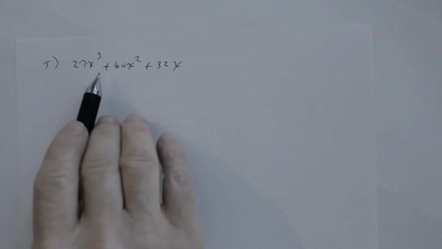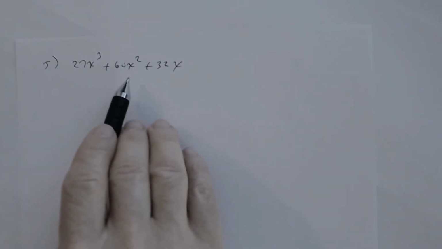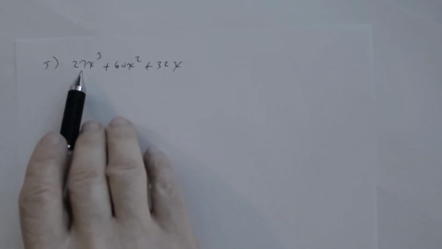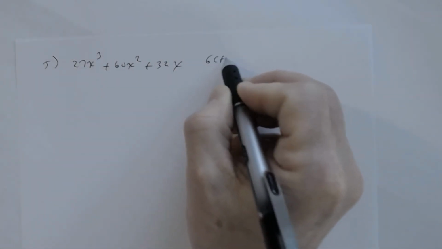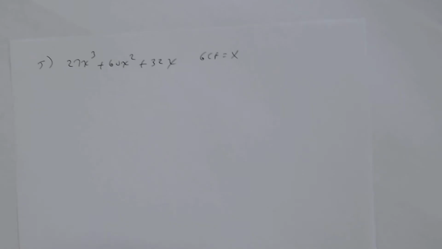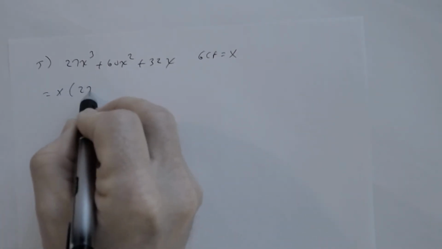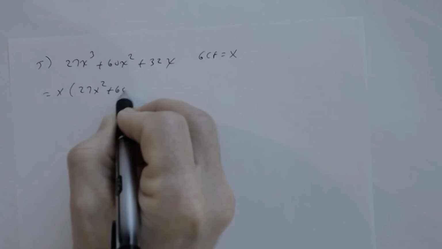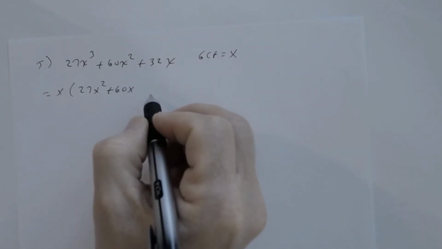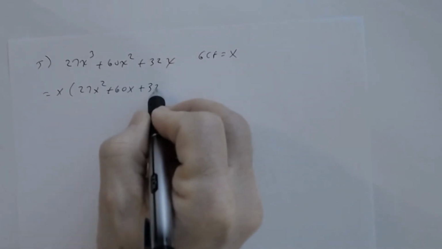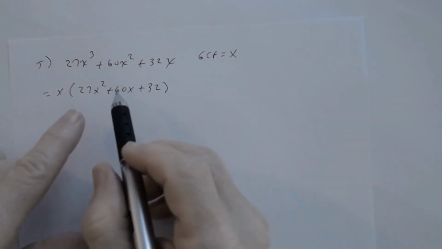That will be the GCF. But in terms of 27, 60, and 32, the largest number that goes into all of those is 1. So the GCF is just x here. Okay? So I'm going to factor out the x. So I get x times 27x squared plus 60x plus 32.